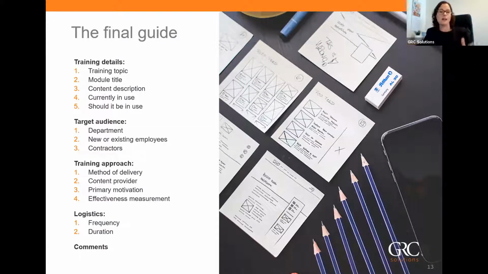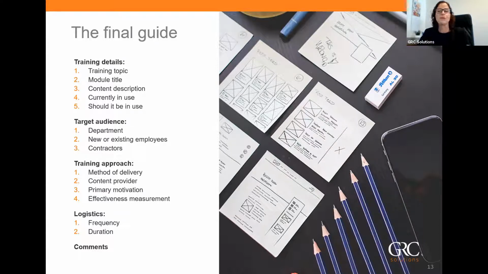Then you start looking at the target audience. So the department that needs the training, or the certain groups that need the training. What about your new and existing employees? Do they need this training? Again, what about your contractors and the other outsiders?